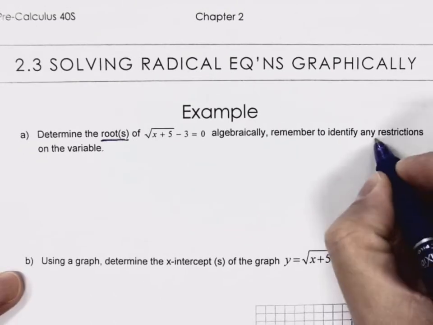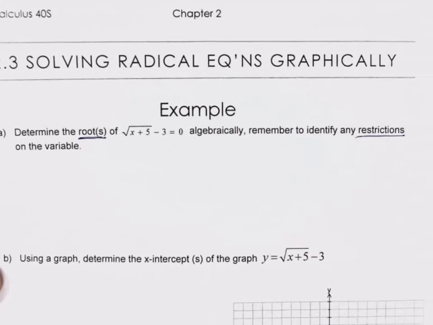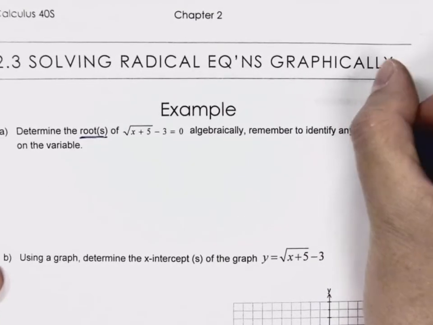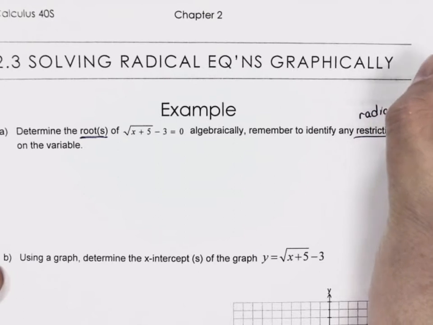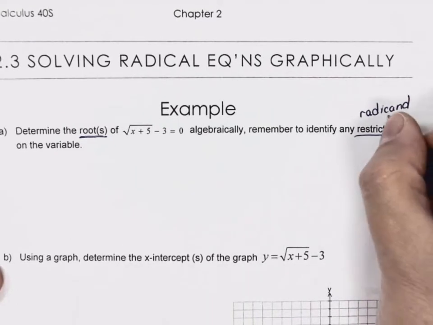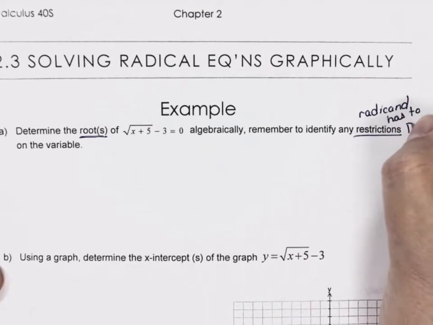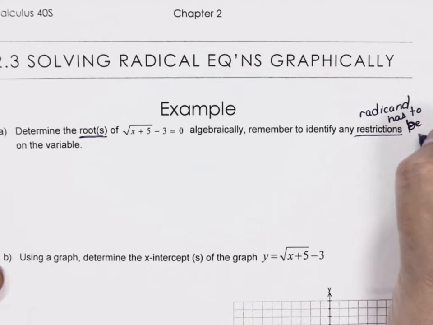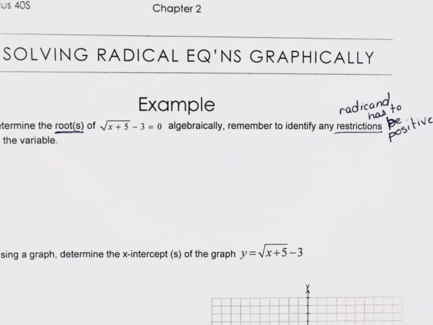So when we do the restriction, what do we know? We know that the radicand, do you guys remember what the radicand is? Everything under the root sign has to be what? Positive. Has to be positive. So really what that means is, can the radicand be equal to 0? Yes, because we can take the square root of 0. So let's do our restriction first.